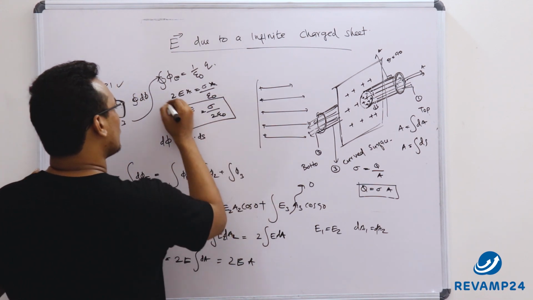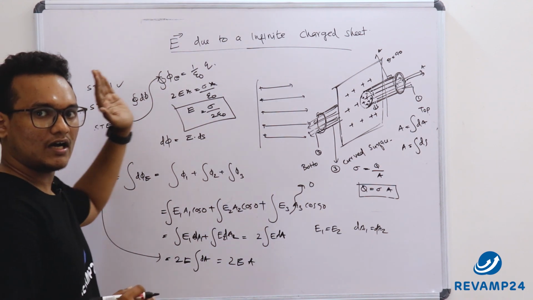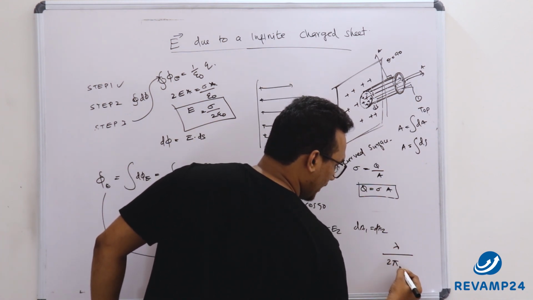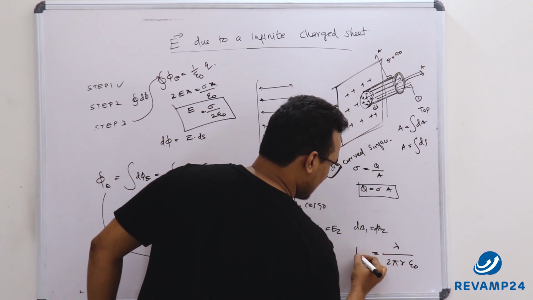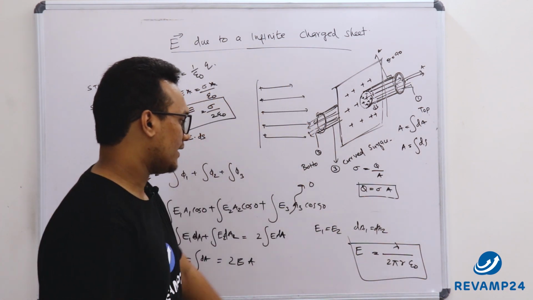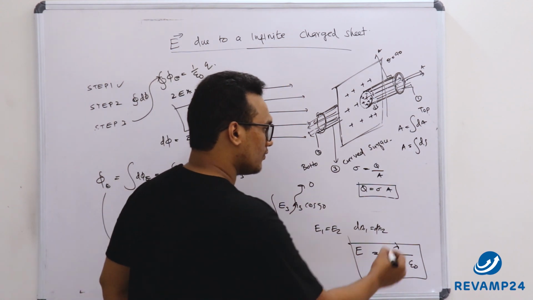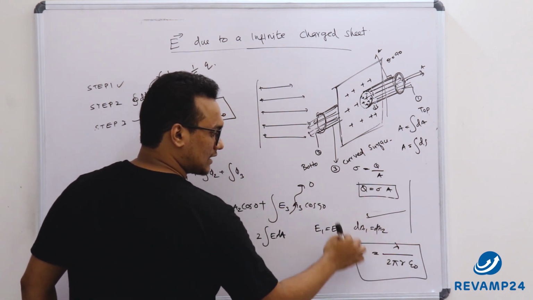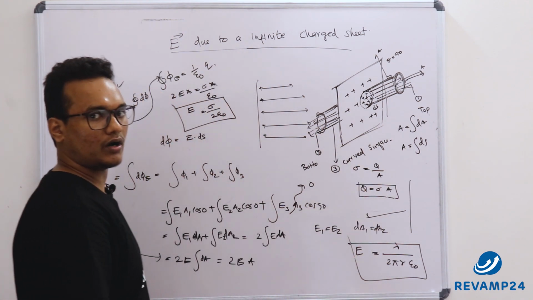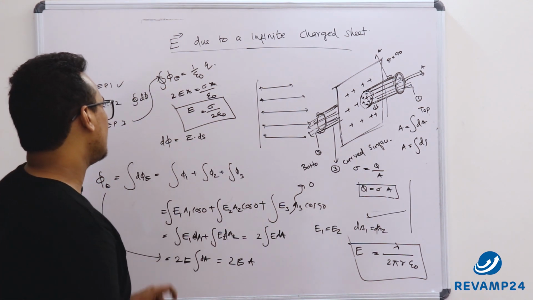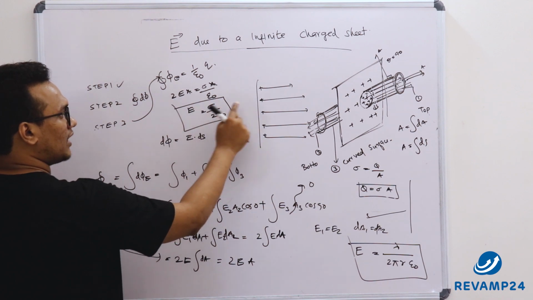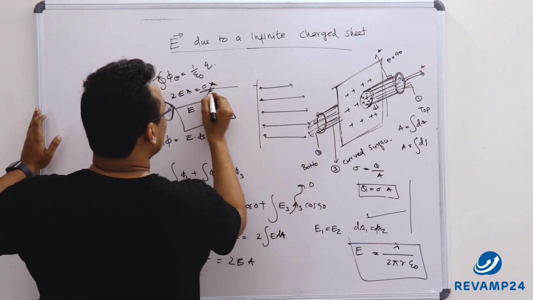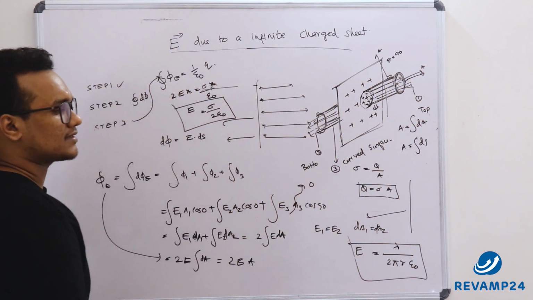This is a very, very important relation. In the previous case, we got an equation, lambda divided by 2 pi r epsilon 0. This was the electric field due to a straight wire, and there E is dependent on r. Which means, from a charged conductor, if you are moving away, the electric field is decreasing. E is inversely proportional to r. But here in this case, sigma is constant and epsilon 0 is constant, which means the electric field at all points from the sheet will be the same.